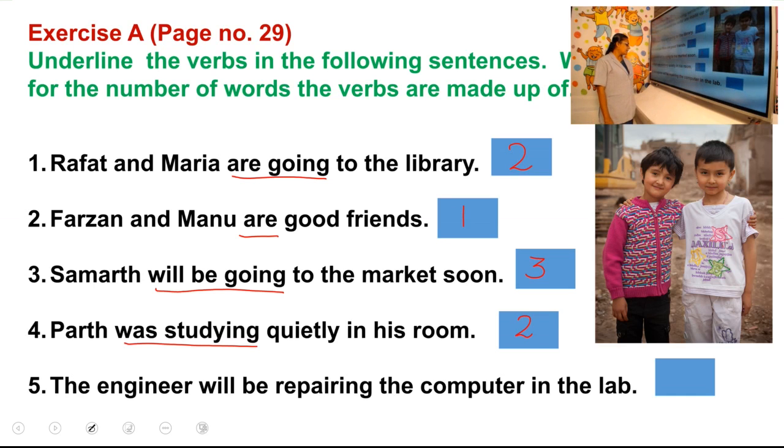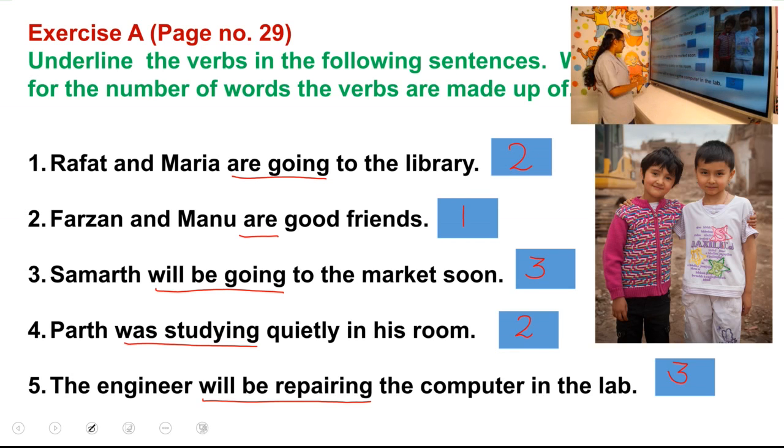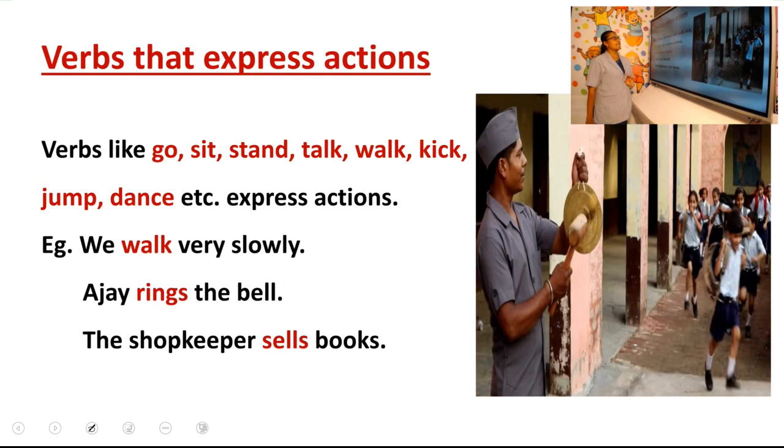And the last question. The engineer will be repairing the computer in the lab. So find out the verb. Yes, will be repairing. Will be repairing is the verb and it consists of how many words? 3 words. Will be repairing, 3 words. Hope all of you have done that. Very good. Now let us move on to the next slide.